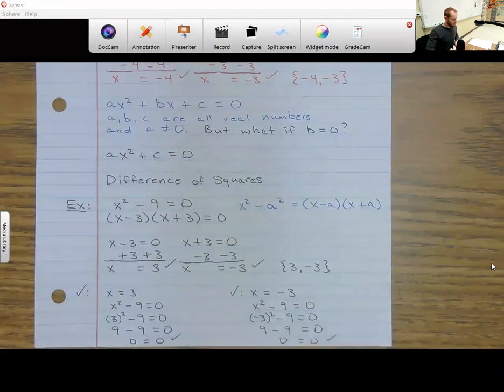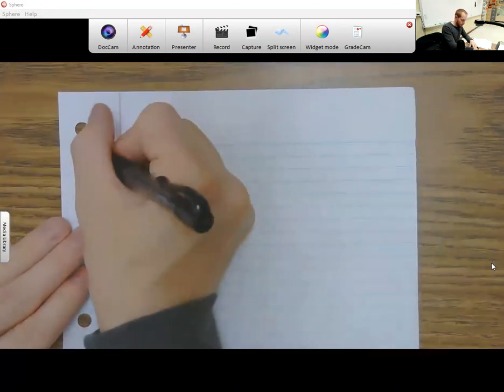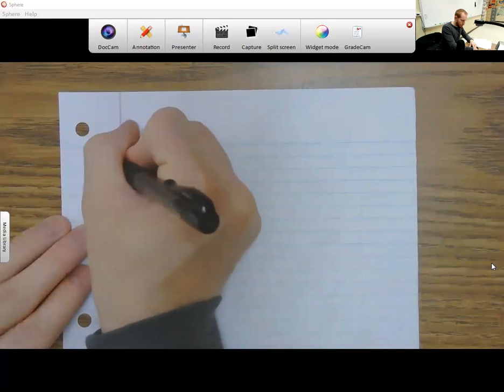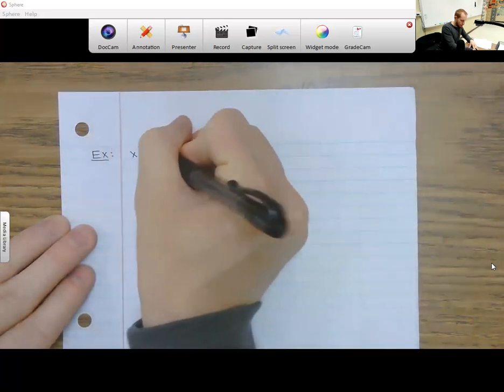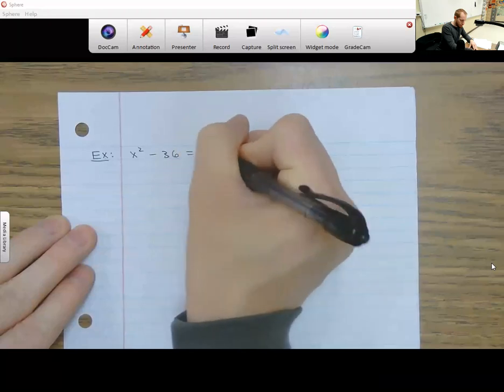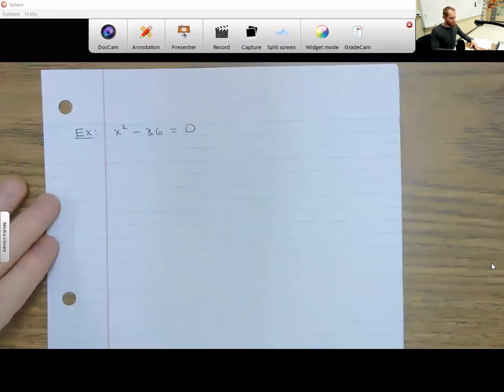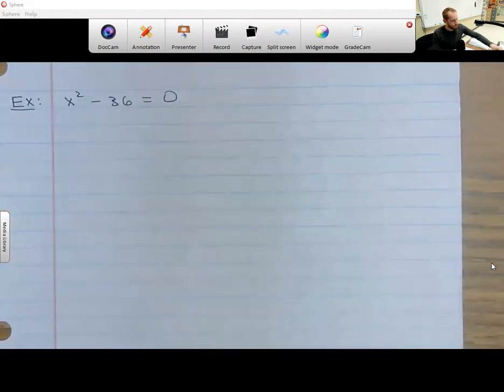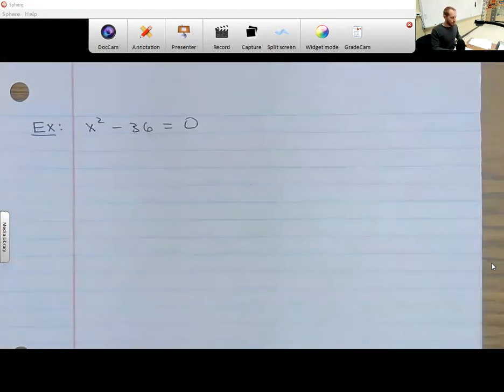0 equals 0. So let's do a couple more problems like that. Let's do x squared minus 36. X squared minus 36 equals 0. Okay, now for this one, I've got to make sure that I find the square root of 36 this time. So what's the square root of 36 going to be? It's going to be 6, right?